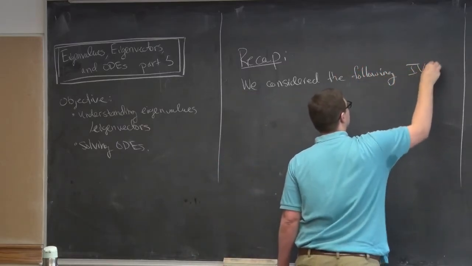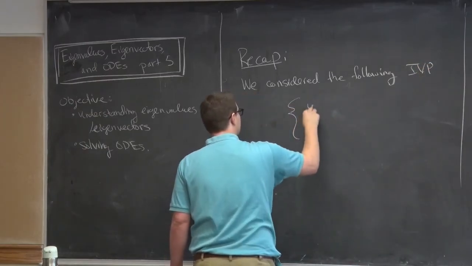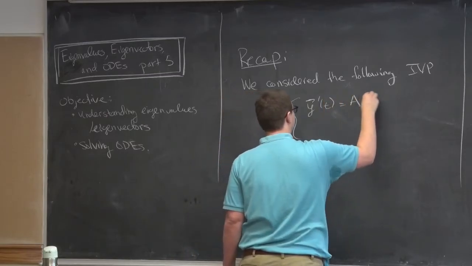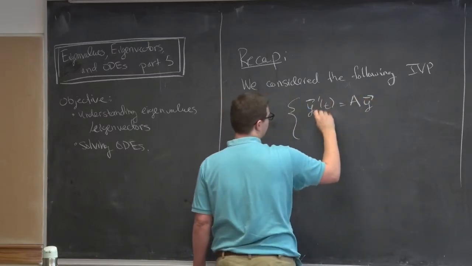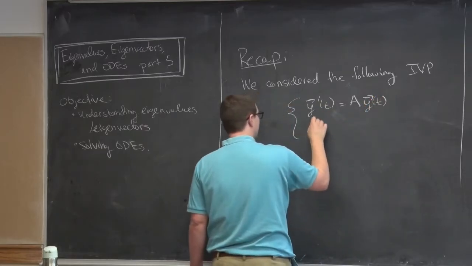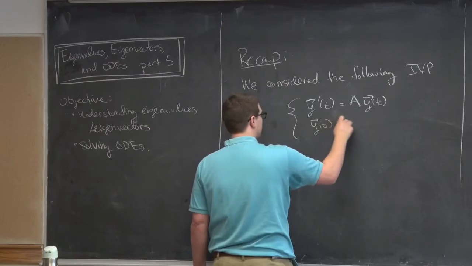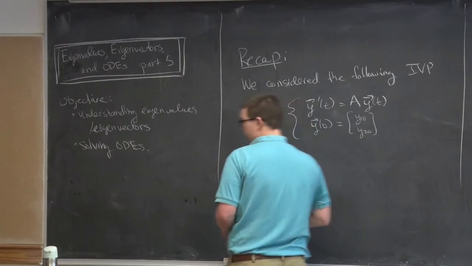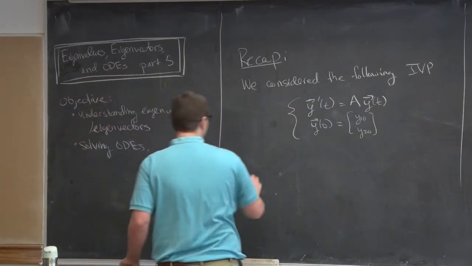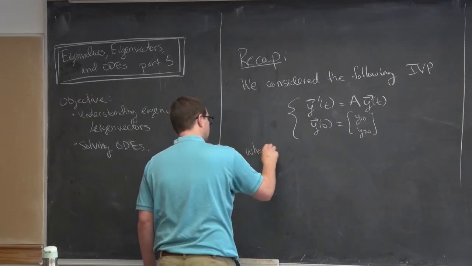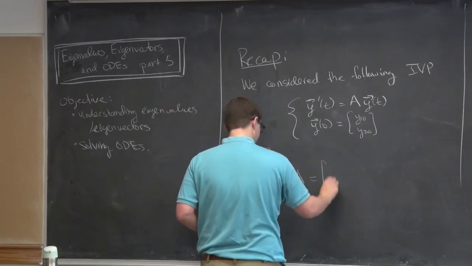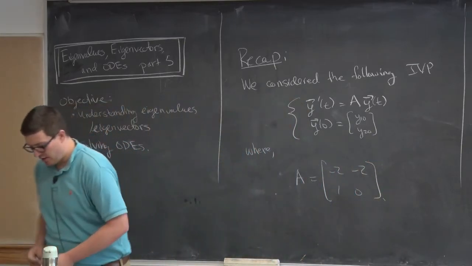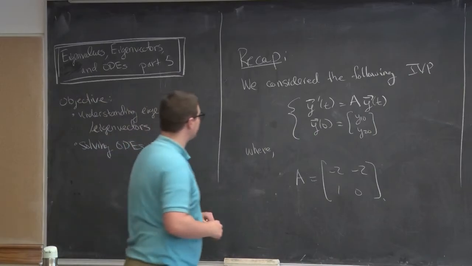Initial value problem, right? So we had this 2 by 2 thing. Y prime of t is equal to A y, right? Or let's just, I'll write y of t every time. Okay. And then we did y of 0 was equal to y10, y20, okay? Where A was a particular matrix, where A was this 2 by 2 thing, -2, -2, 1, 0. Okay, so the solution.